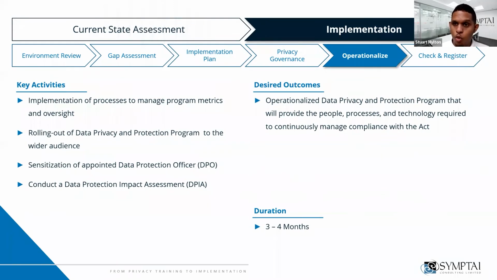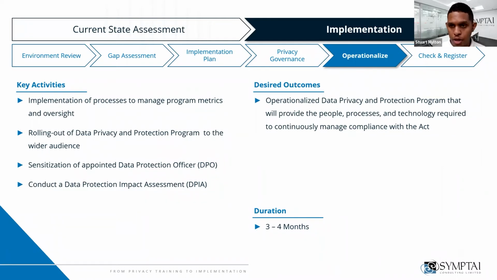We want this to be working in a way that we can measure. And they say, if we can't measure it, then that means we don't need to do it. I can't remember the exact quote, but something along those lines. So we want to operationalize it in a way that we can continuously measure our performance and see what needs to be adjusted. Key activities include, of course, implementing processes to manage the metrics and oversight.